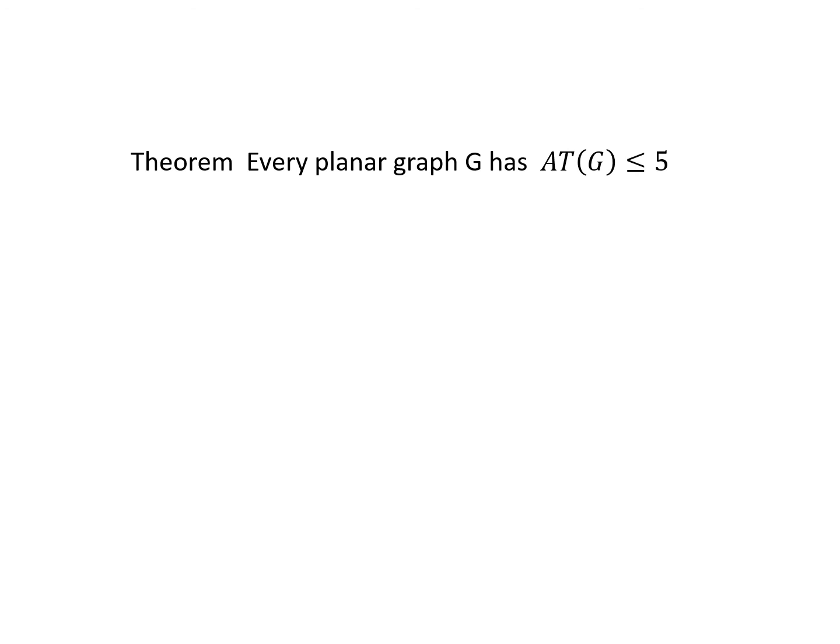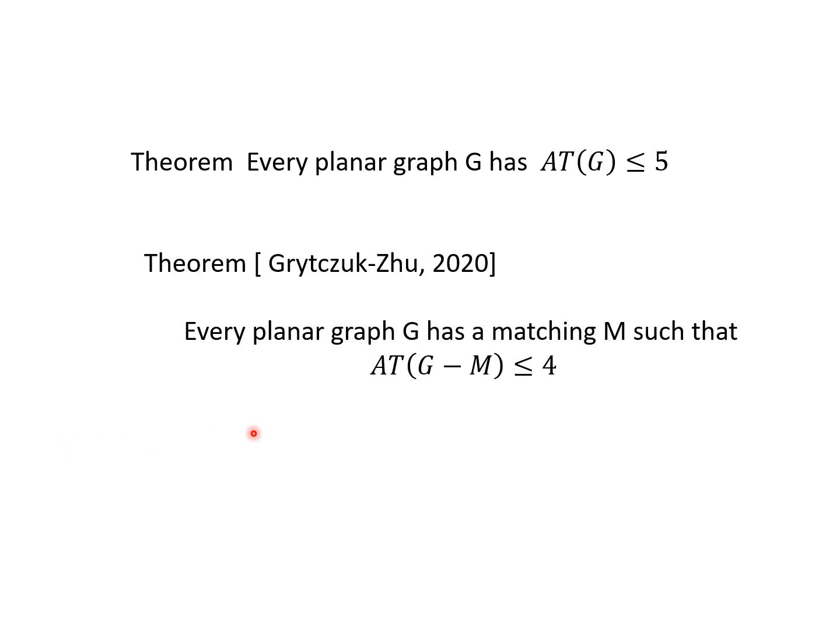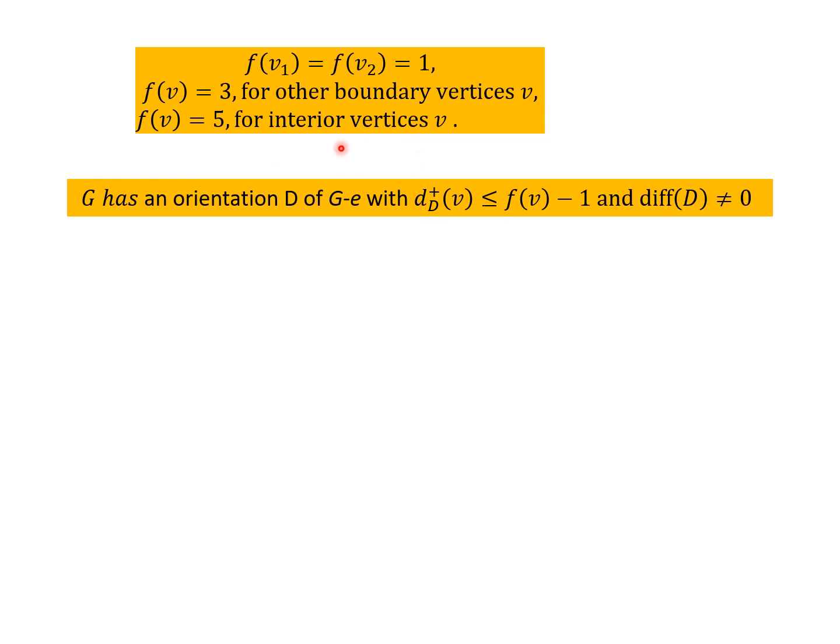Okay, so we have proved this theorem that every planar graph G has an Alon Tarsi number at most 5. Now we're going to prove another theorem, which is a joint work with Gruchuk, that is, every planar graph G has a matching M such that if you delete this matching, then the resulting graph has Alon Tarsi number at most 4. Okay, we're going to prove this one. The proof of this theorem is basically the same as the proof of the previous theorem. In proving that theorem, we gave this function, and we proved that G, the planar graph, has an orientation D of G minus E such that the out degree is bounded by f(v) minus 1, and it's an Alon Tarsi orientation. This is what we proved. It's a more technical but stronger statement, and we need this stronger technical statement so that we can carry out the induction.